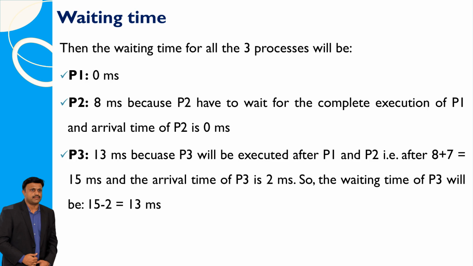The waiting times for the three processes are as follows. P1 has a waiting time of 0 milliseconds since it starts immediately upon arrival. P2 waits for 8 milliseconds because it must wait for the completion of P1, and its arrival time is at 1 millisecond. P3 waits for 13 milliseconds as it follows P1 and P2, thus starting after 8 plus 7 equals 15 milliseconds, and given its arrival time of 2 milliseconds, its waiting time is calculated as 15 minus 2 equals 13 milliseconds.